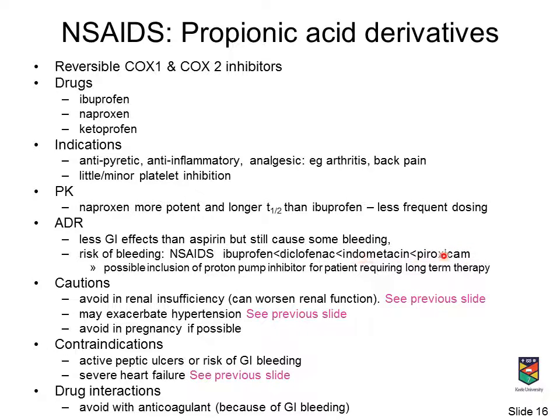These aren't all propionic acid derivatives. I've just compared different NSAIDs, but what you can see is ibuprofen, which is the propionic acid derivative, is one of the least likely to cause the GI bleeding.